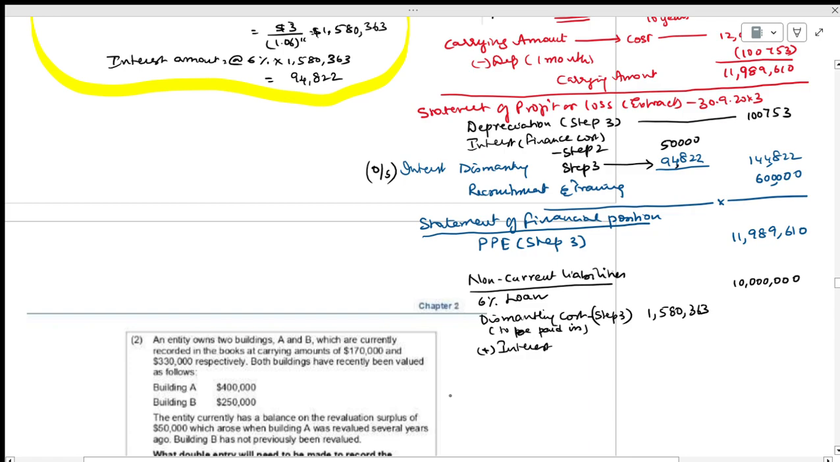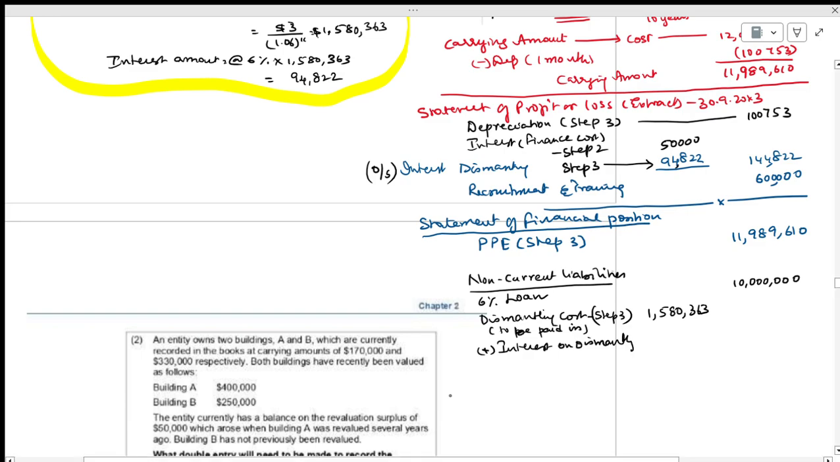Finance cost is not outstanding. Only the dismantling cost we will pay. We are making a provision. A little bit we need some more revision. I know where you need some more revision. I will tell you in advance. Next time we are going to cover this point and make it clearer. It is not going to be understood in one time.